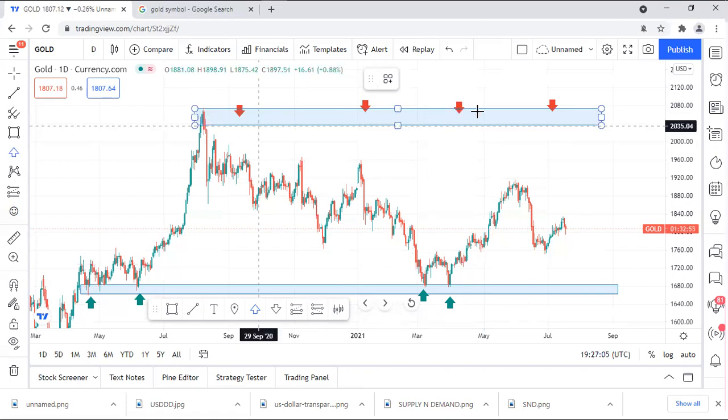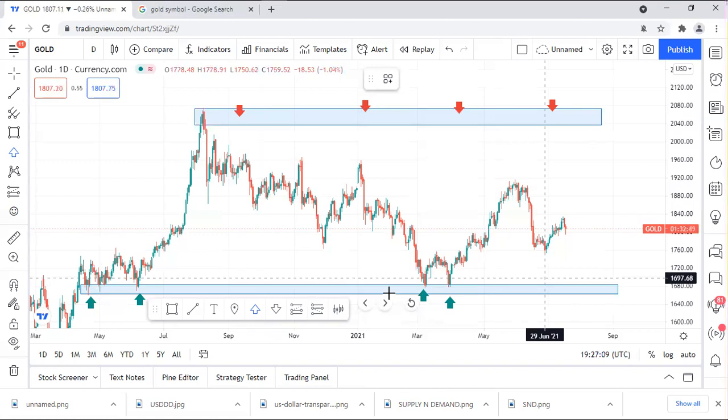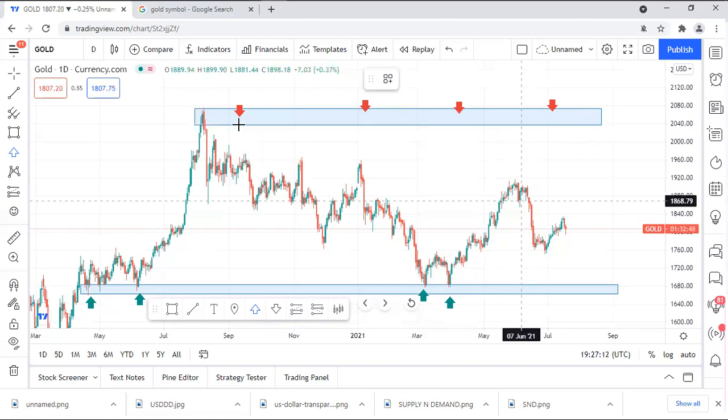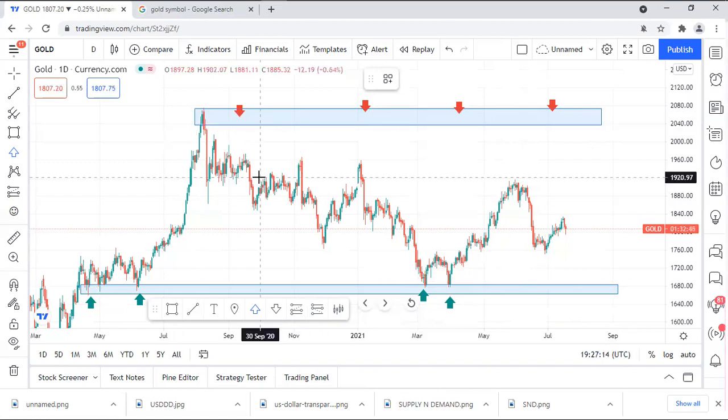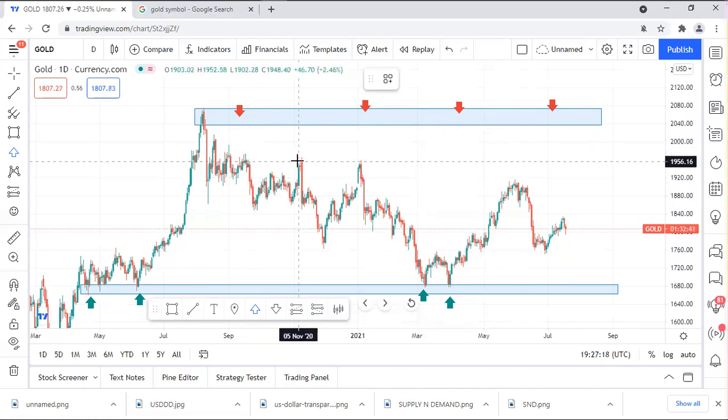The less tested, the stronger the zone, and the more tested, the weaker the zone, and it will break anytime soon. So I'll show you that on the GBP USD pair, what I mean by the strength of the zone. You also need to be able to determine the strength of your zones, whether the zone is still going to hold or is now weak.